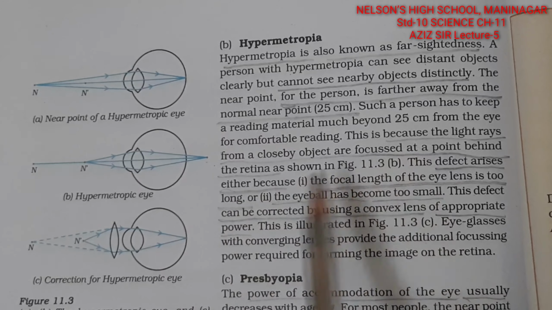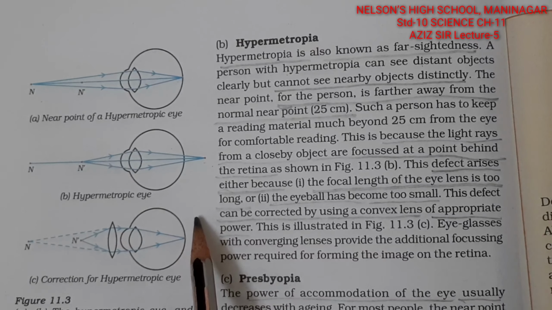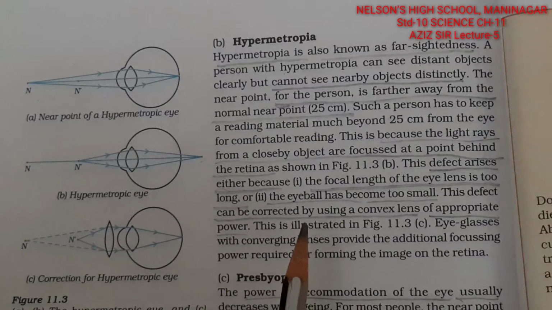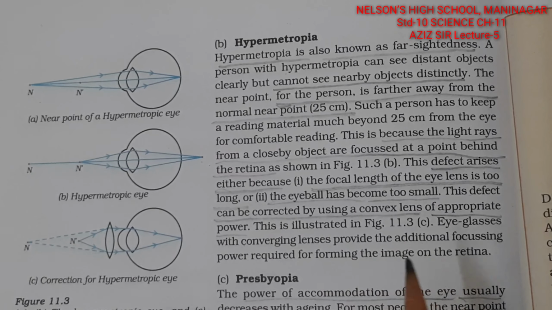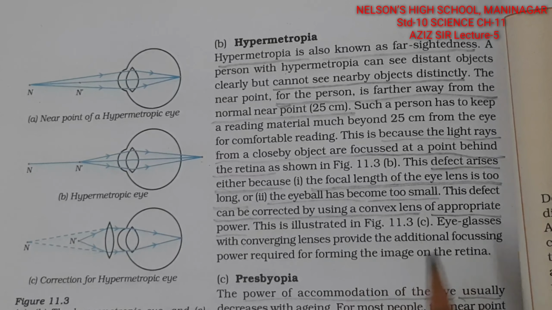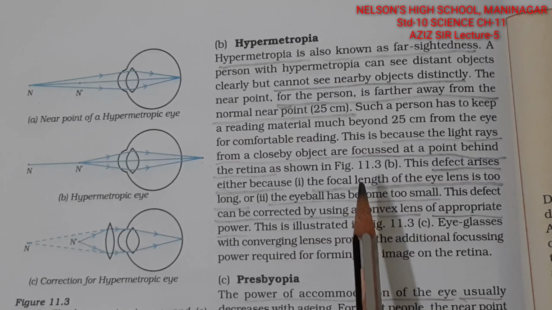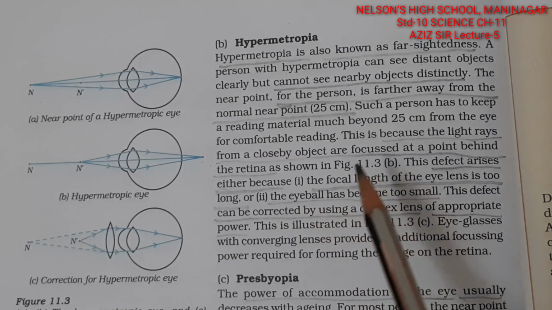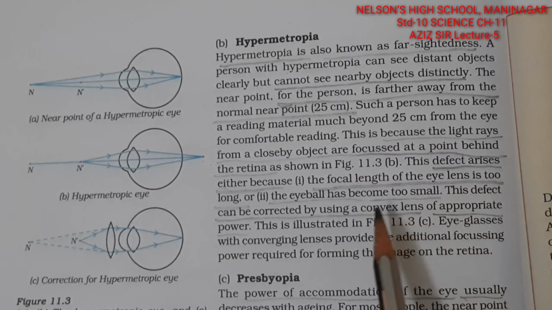In this, nearby objects are not seen clearly. The normal near point is approximately 25 centimeters. That means the person is not capable of seeing below 25 centimeters, like when reading books. You are not able to read books properly and comfortably. If you want to read, you have to take your books very far away, about 25 centimeters, make your eyes small and try to read like this.